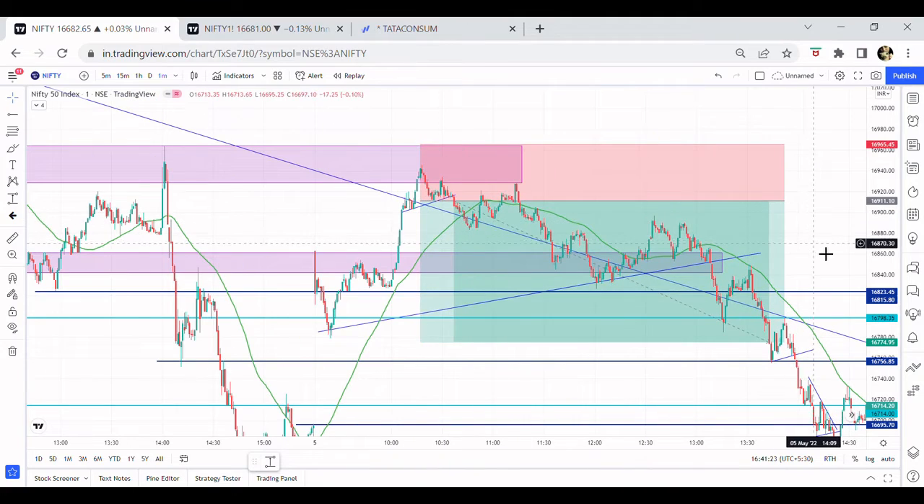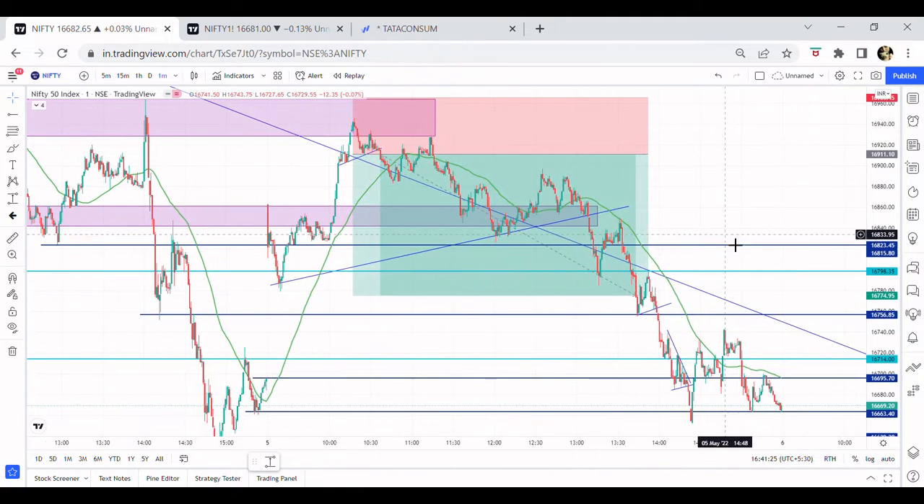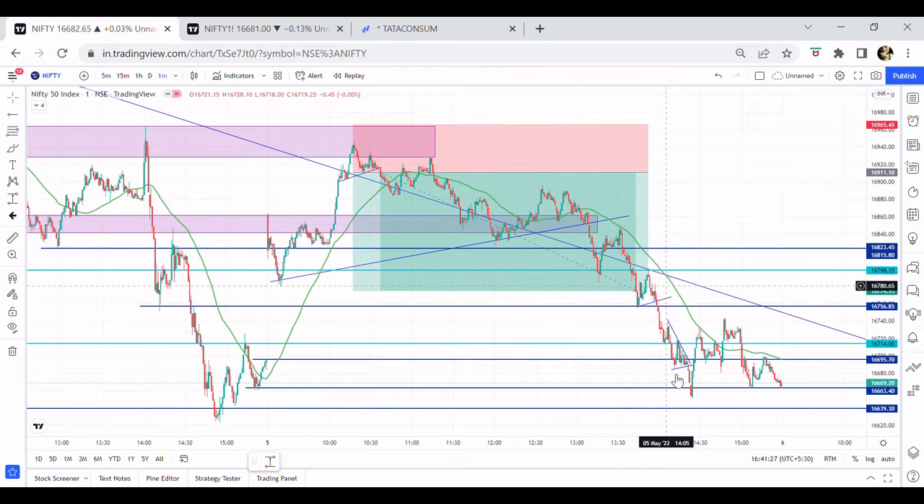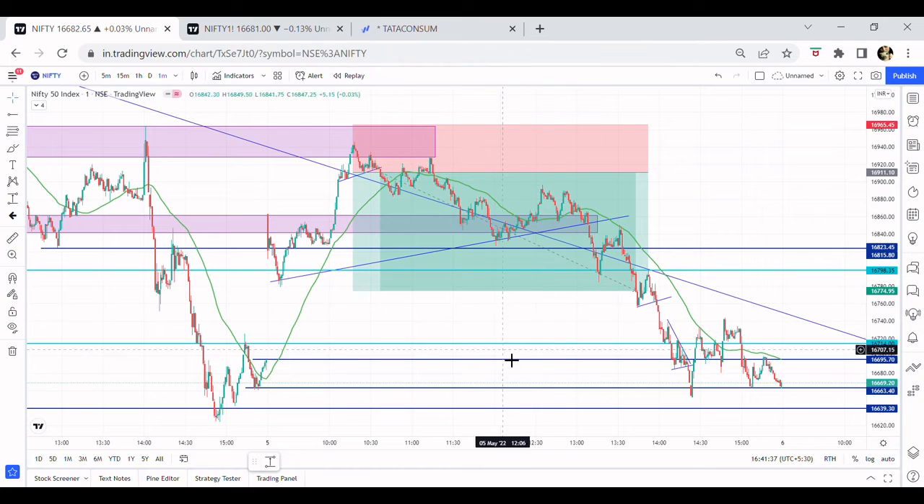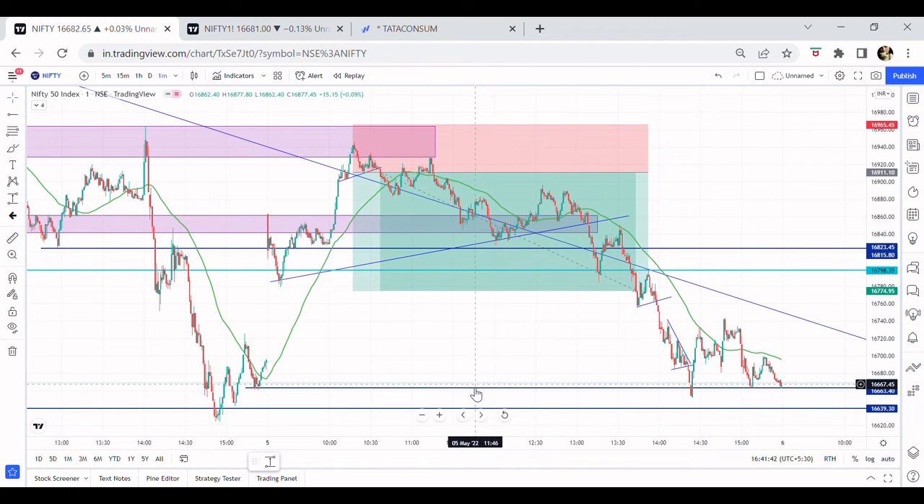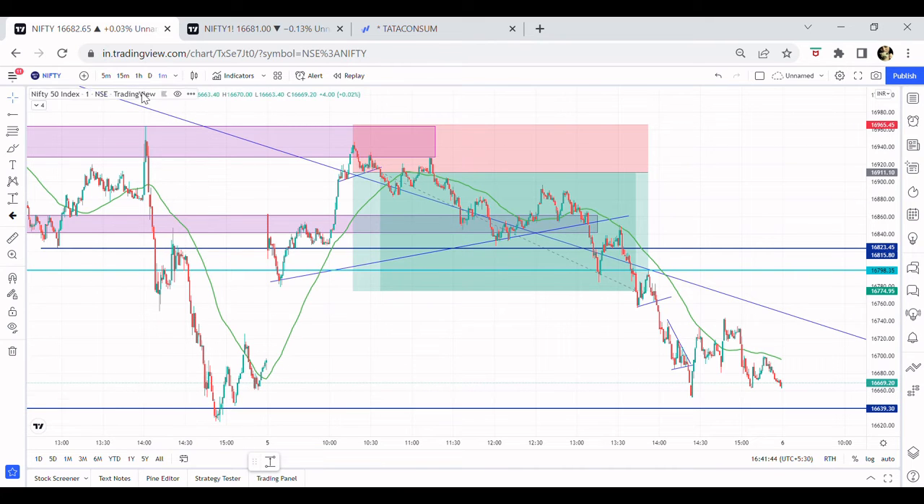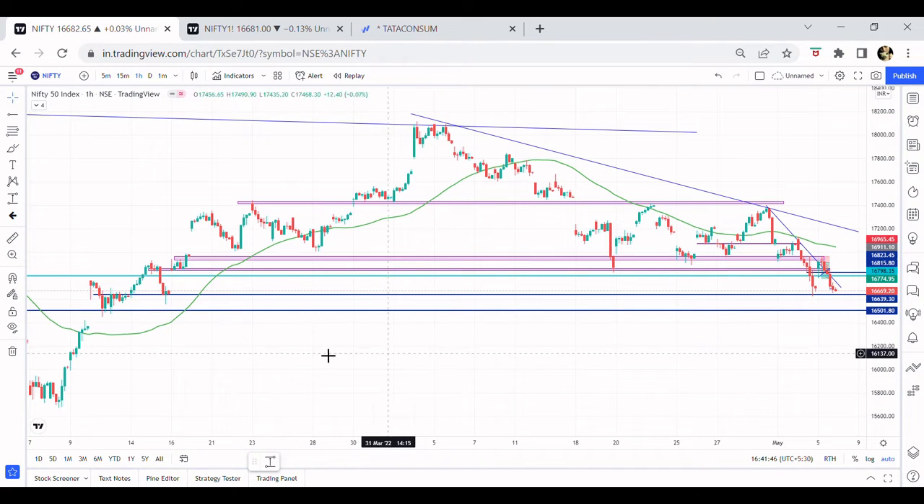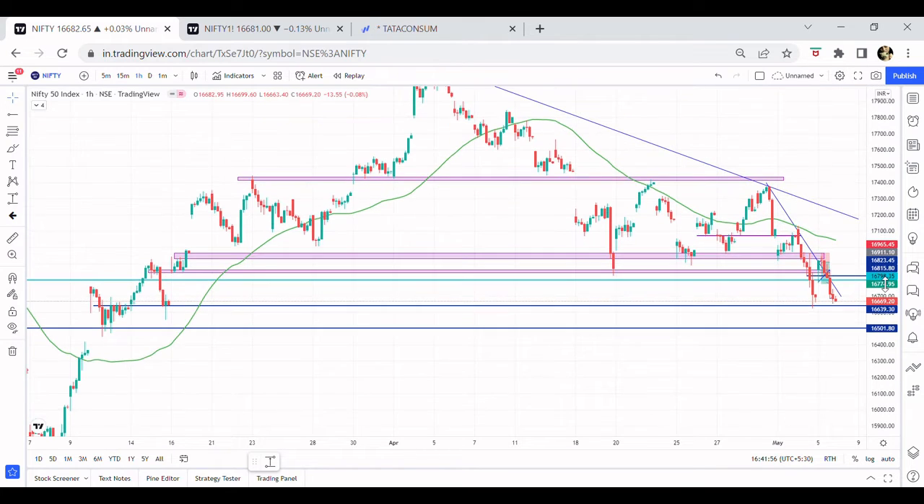Okay. And now Nifty, after my trade, Nifty went down, filled the gap. Now again it is near the support area. So if we remove all the trend lines which I drew, okay, I'll keep this one. We can see on the 1 hour, this is the support area. Next support is this 16,500. So this is the next support.